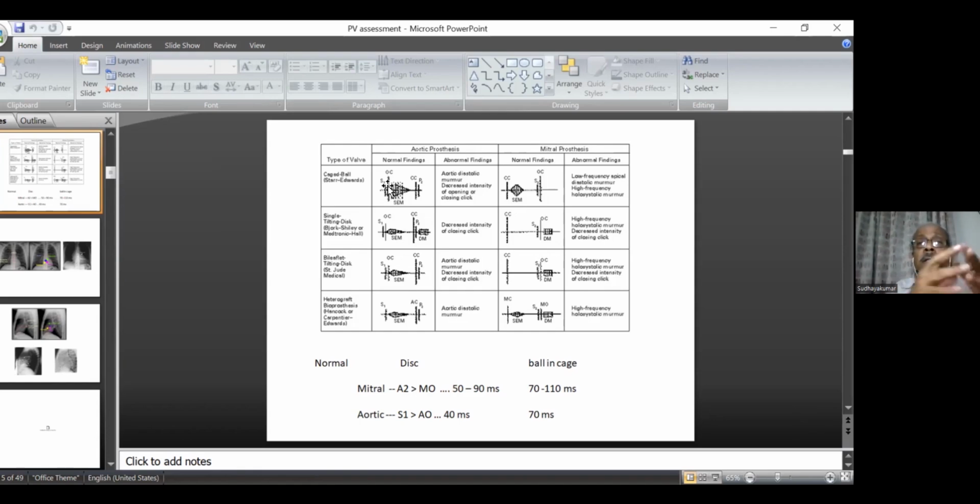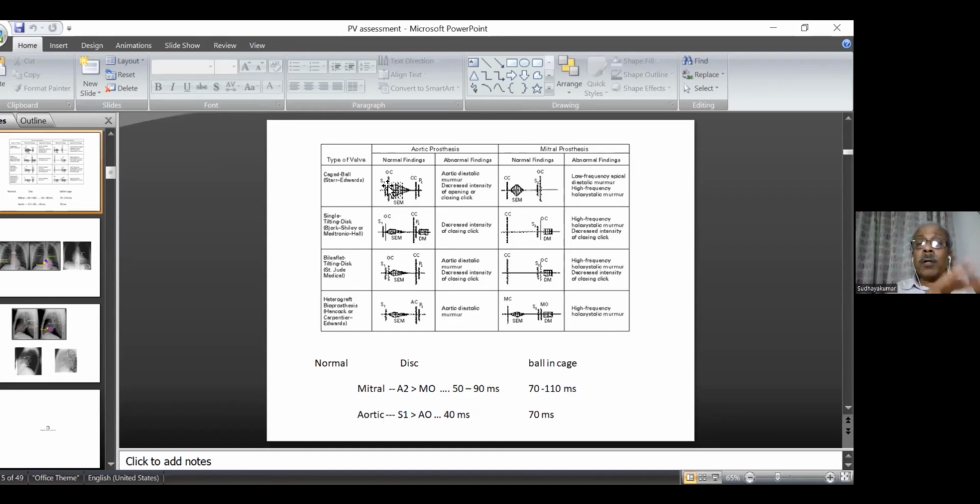Disc valves, the opening click is very faint, may not be audible at all, and the closing click is the one which is audible in a disc valve, whether it is a single disc like Bjork-Shiley or Medtronic valve. Bjork-Shiley is not put nowadays, but you may have cases where it has been implanted years back. And bileaflet valve, and the common one which is being used is the St. Jude bileaflet valve. In disc valves, the closing click will be louder, sharper. The opening click faint, may not be audible.